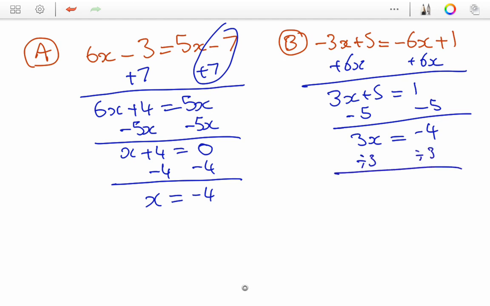Remembering rules about multiplying and dividing negative numbers, you can only produce a negative product or quotient when you're multiplying or dividing two numbers, one which is negative, one which is positive. It doesn't matter which order they're in. So I know 3x divided by 3 is going to give me one of those x's, but on this side it's going to give me a negative 4 over 3. And some of you might go further because you're good at turning improper fractions into mixed numbers, giving you negative 1 1/3.